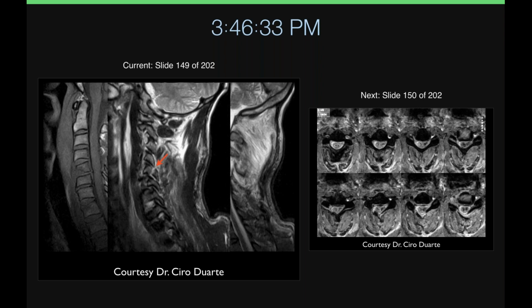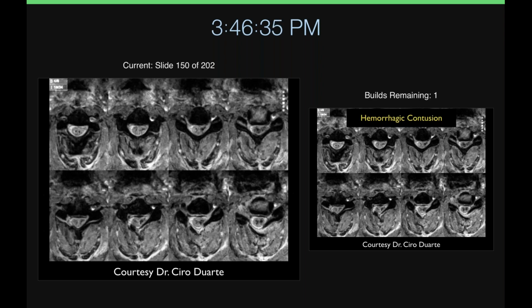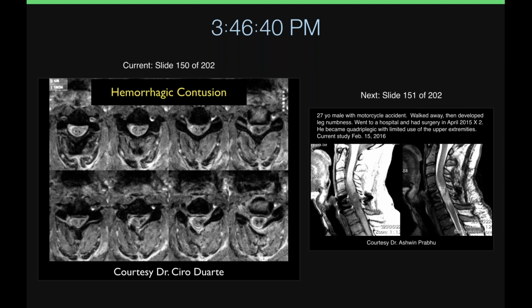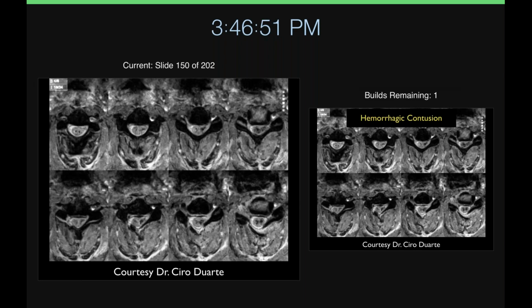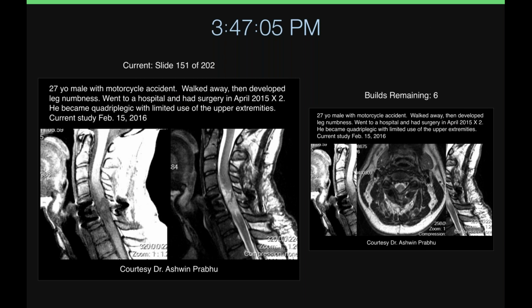So another unstable fracture with significant cord contusion and a lot of soft tissue hemorrhage. Another bad prognosis with signal like this within the cord. What is that signal? That's hemorrhage in the cord. On the gradient echo sequence, that's all dephasing from the heme component.